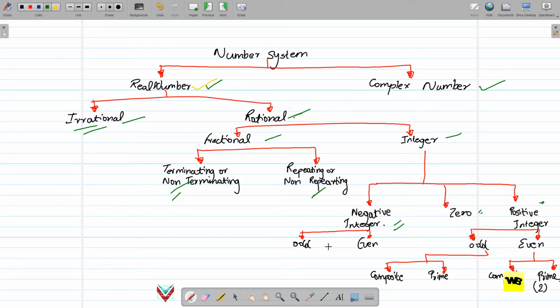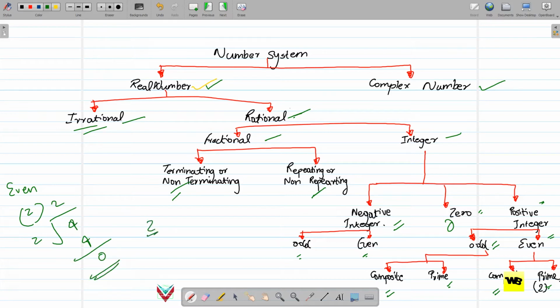Here negative integers are basically odd and even numbers, zero is basically zero, and positive integers are odd and even. In odd there are two types, composite and prime. In even there are composite as well as prime, but an even number is one which can be divided by 2, so 2 is an even number.